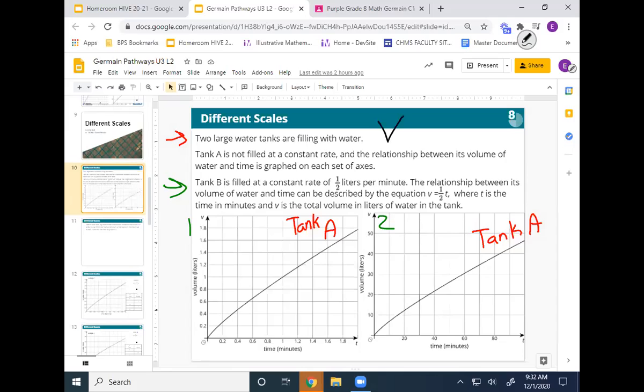So when we're looking at this equation, we're saying our equation is V is equal to 1/2 T. And T, we said, represented the amount of time. And if we're looking at this, it's in minutes. And then the V represents the volume of water in the tank.